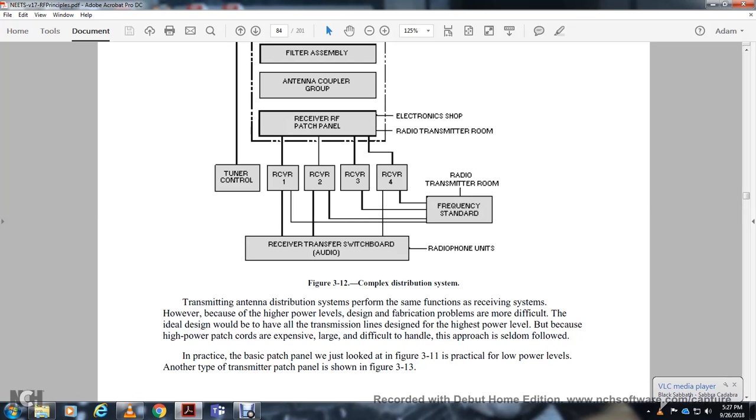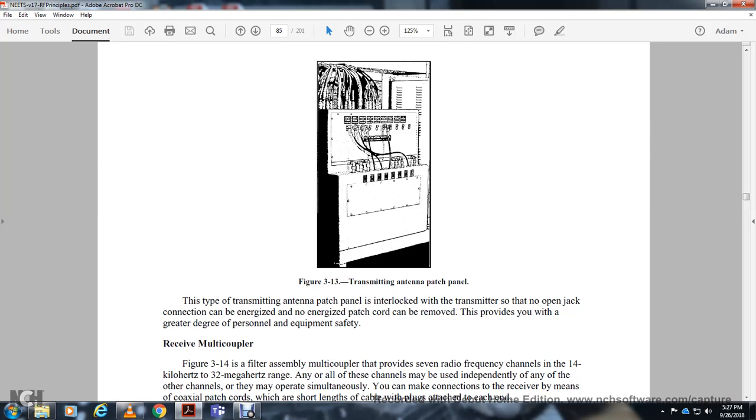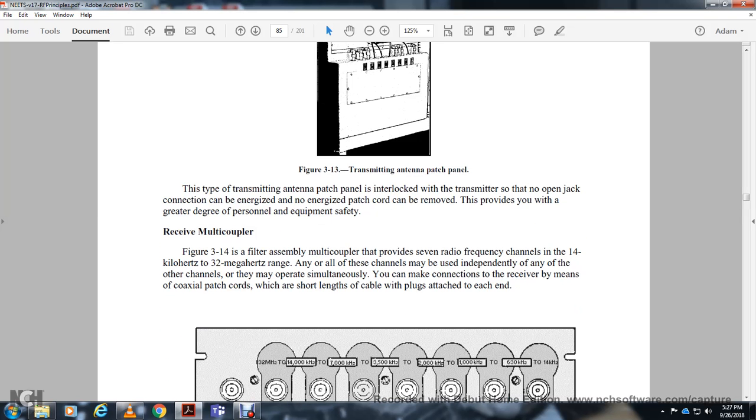We just looked at figure 311, the practical lower power level of the same type of transmitter patch panel shown in figure 313. Figure 313 shows the transmitter antenna patch panel with an interlock transmitter. No open jack connection can be energized, and no energized patch cord can be removed. That provides you with a greater degree of personal and equipment safety.